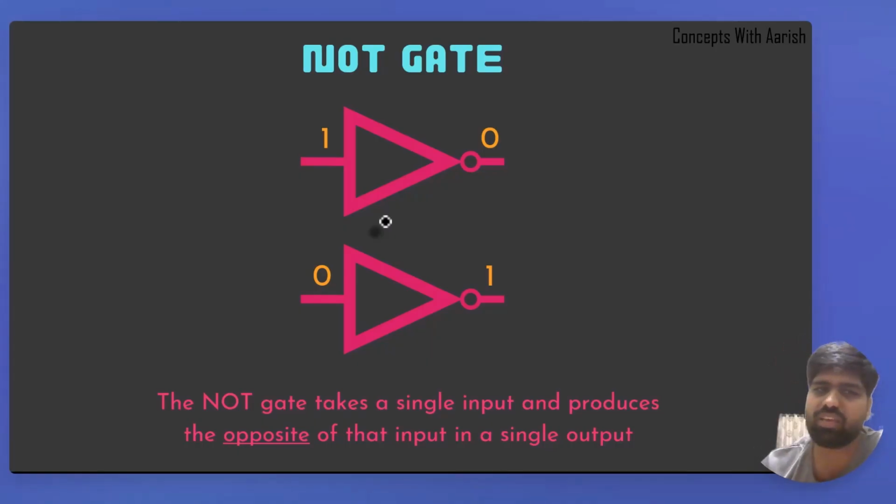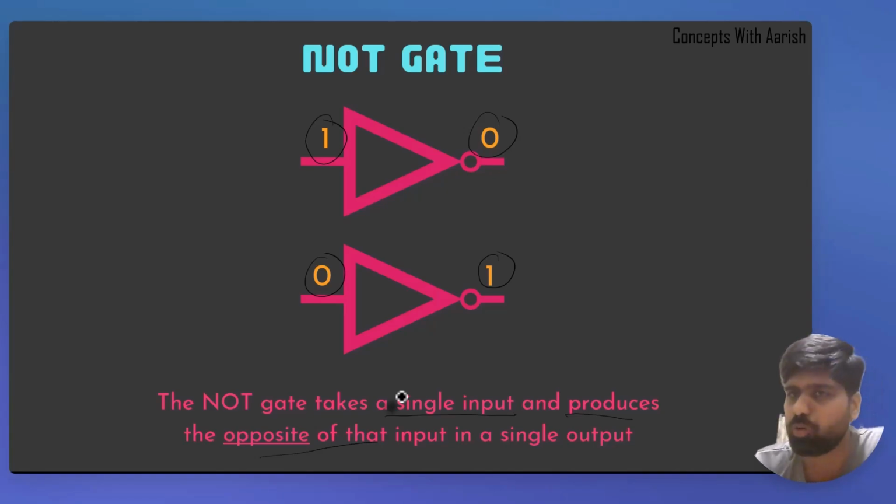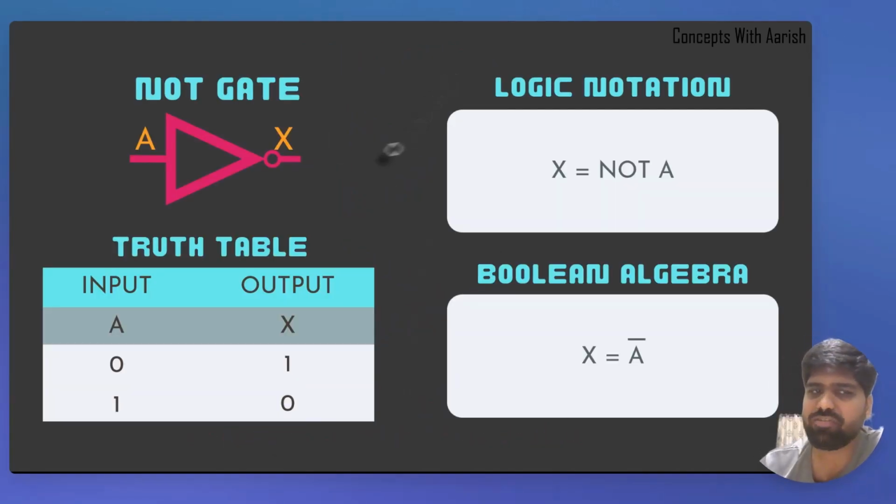The NOT gate just takes one input. Over here it's taken as 1, and it simply flips it. It will give you a 0, or either it will take a 0 and give you a 1. So the NOT gate takes a single input and produces the opposite of that input signal as an output. You have to understand 4 basic things regarding any gate. First, its basic symbol, how it looks. The NOT gate looks like a triangle with a circle at the end.